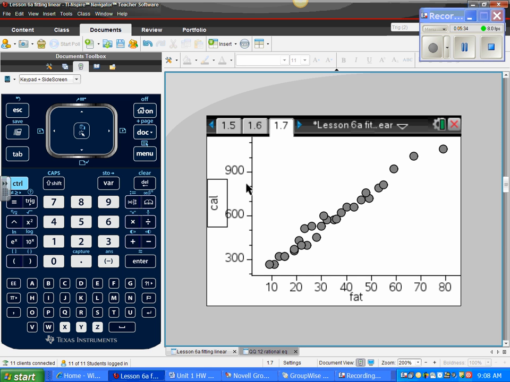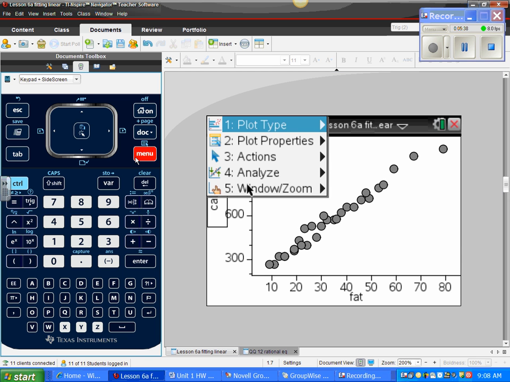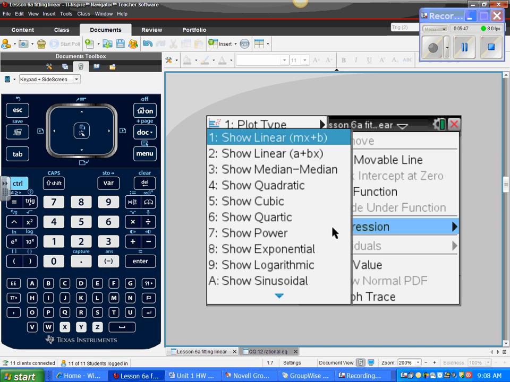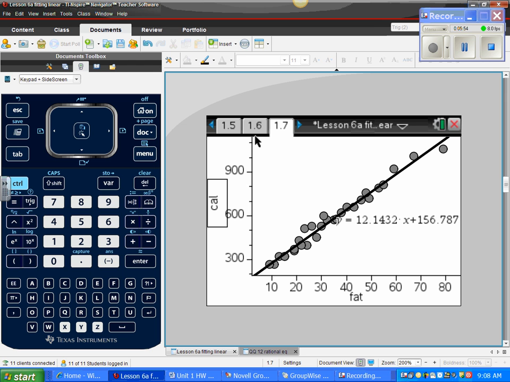So how do you think I insert a linear regression? Menu, very good. What are we doing to the graph? We are analyzing it, very good. And we want a regression and show linear. The mx plus b is what we use for math. Ax plus b is generally used in science, okay? M is slope, yeah. It's slope-intercept form, right? So we get this equation. Okay, so this is our linear regression. And again, it's the best equation that's going to fit this data.